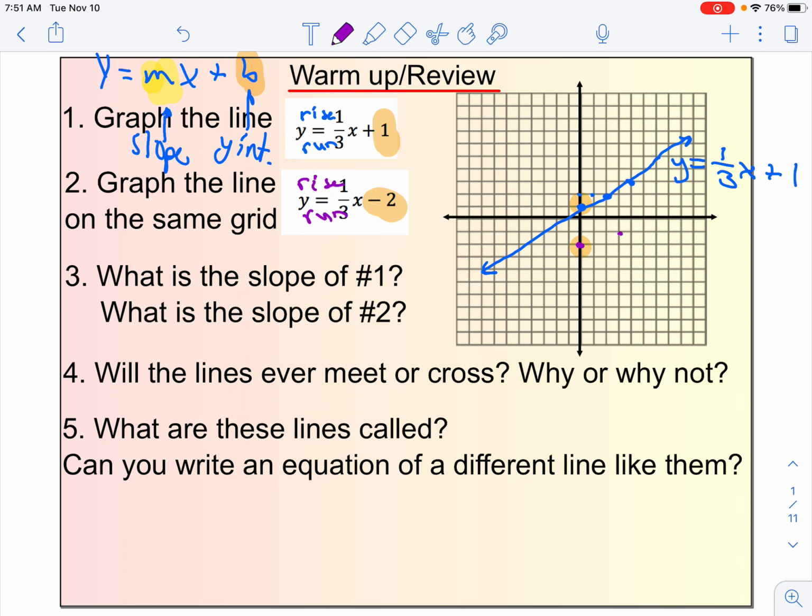So up 1 over 3. I just realized that I graphed that first one incorrectly. I only went up 1 and over 2. So I'll fix that line, and we'll draw this line. Down 1 over 3. Get rid of that line. I'll come back to that one, but let's finish graphing this one.